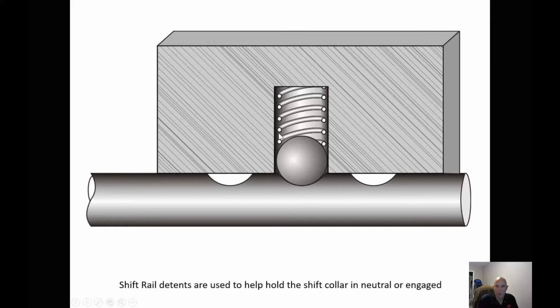So our detent balls, again, go into the shift rail. This is a neutral position. This would be a forward gear and a reverse gear, or 2, 3, 3, 4, 4, 5, whatever. It holds this shift rail in position so it can't pop out.